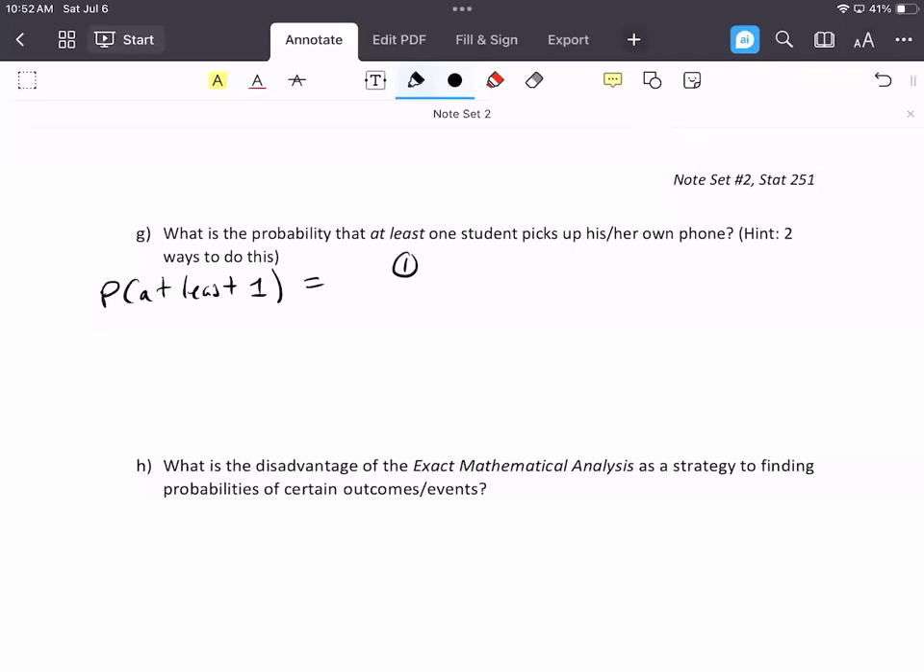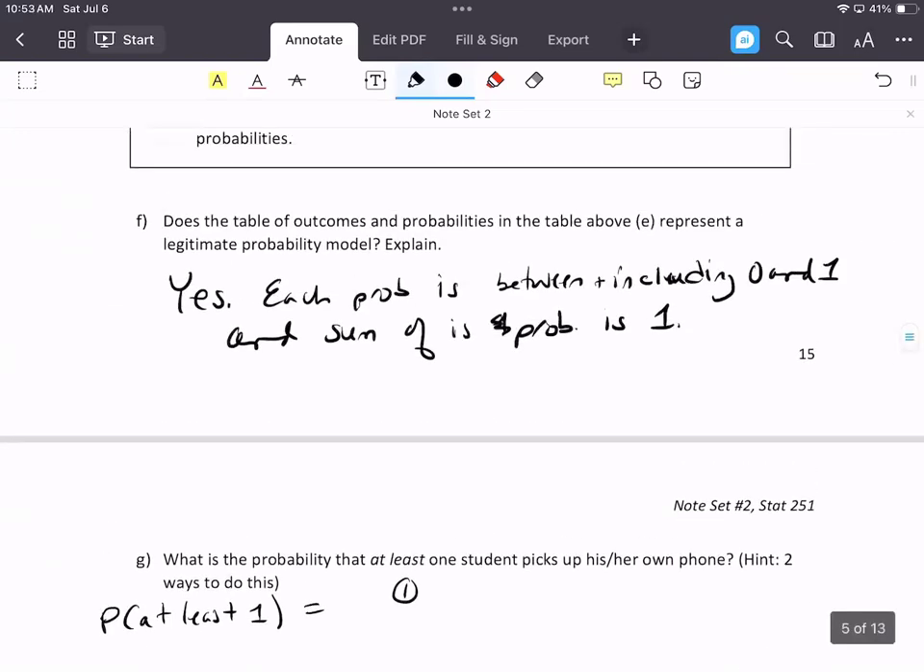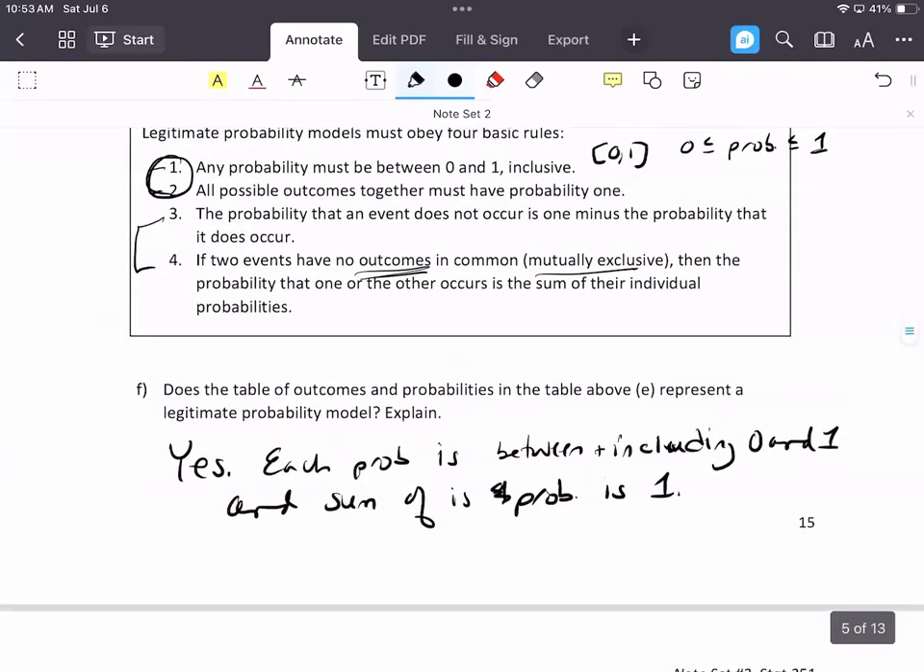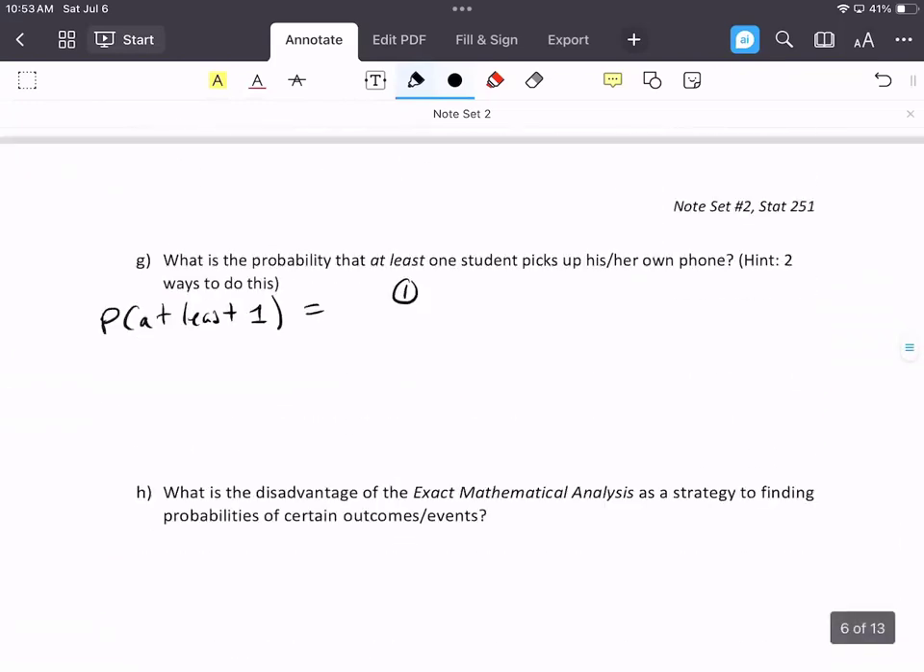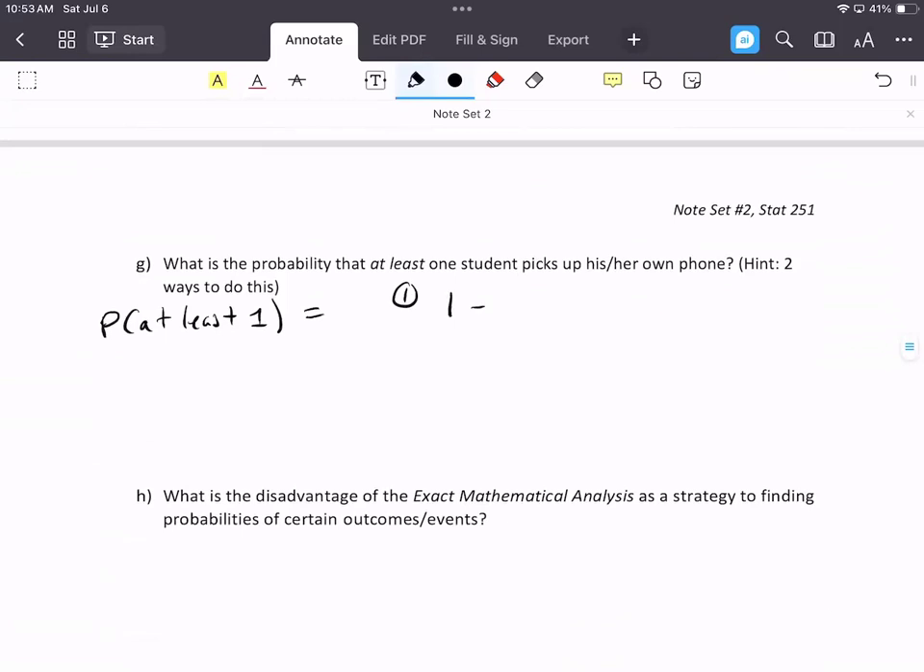The first way, in a way the easy way, uses number 3 here. If the probability that an event does not occur is 1 minus the probability it does, then at least 1 would be 1 minus the probability that it doesn't happen. 1 minus the probability that there are 0 matches, because then there could be 1. At least 1 means there could be 1, 2, 3. Well, there can't be 3 because that can't happen, but 1, 2, or 4.